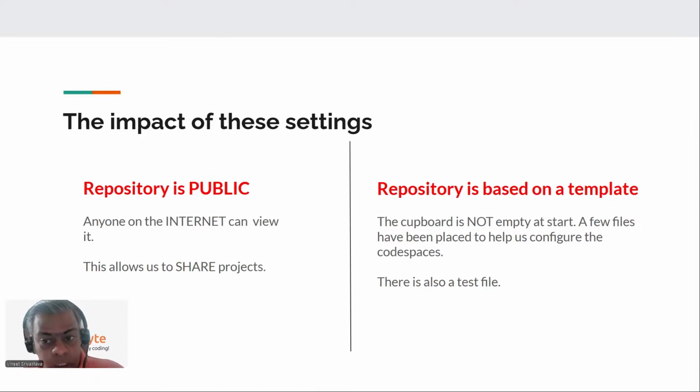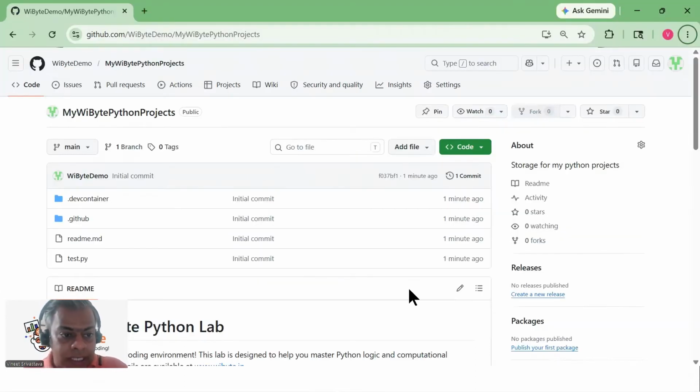Now, remember also the repository is based on a template. So what this means is that, look, when you created the cupboard, it did not come completely empty. You could have created a new repository completely empty. But in this case, we did not do that. This cupboard that we have created, basically the repository, is not empty at first. In fact, a few files have been placed there, to basically configure our Codespaces, which we are going to do now. There's also a test file, right? So this is important. Let me show you what I mean. Notice that in your repository here, in the account that we created, WiByte demo, my WiByte Python projects, there are already a few files in there, right? So I suggest please do not change any of these.